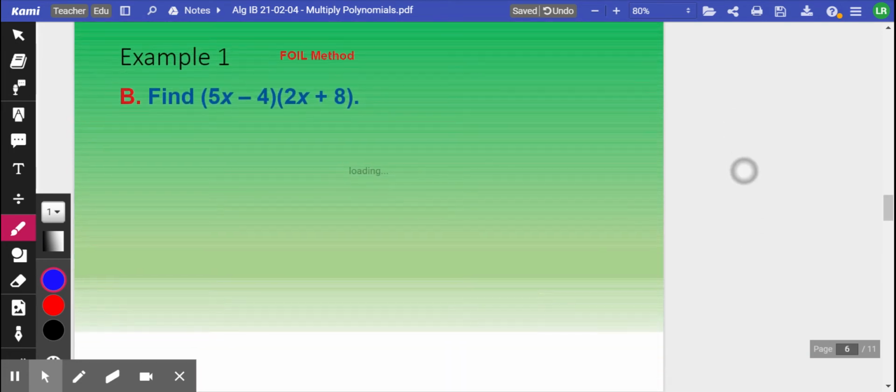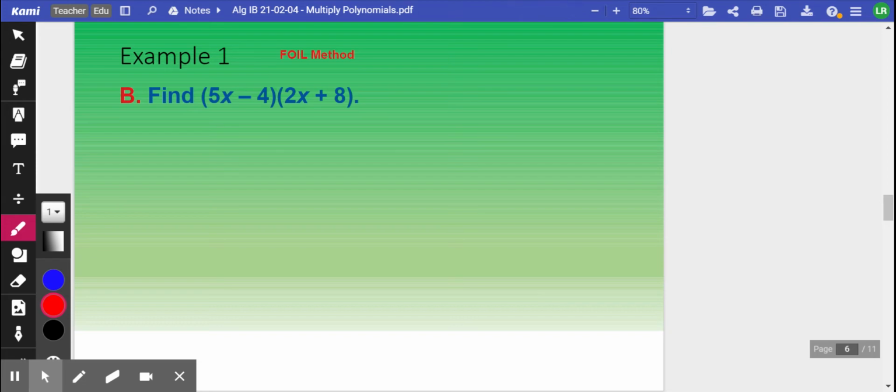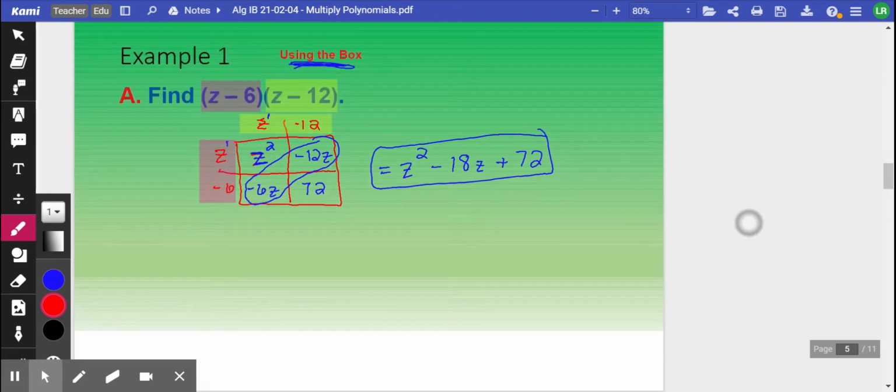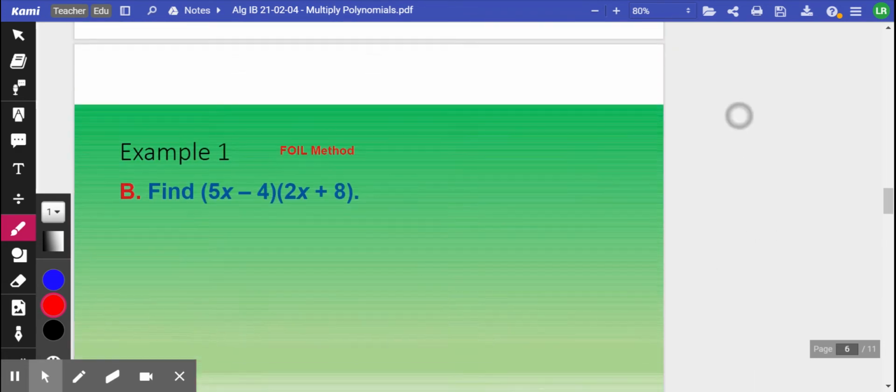Okay. Write down example 2. We have 5x minus 4 times 2x plus 8. So again, there's nothing in between the parentheses, so that is multiply. Now, if I was making a box, I would make a 2 by 2 box, just like I did here. I would make a 2 by 2 box.